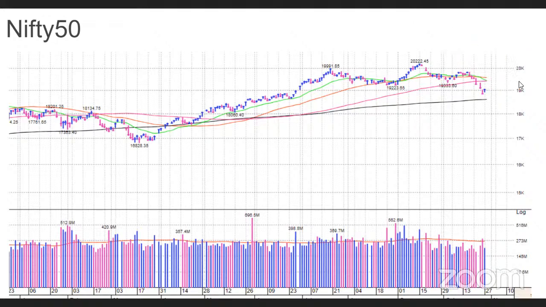So I think for today's session the most important thing is to hold above the Thursday's low. ये सबसे important है आज के session के लिए.